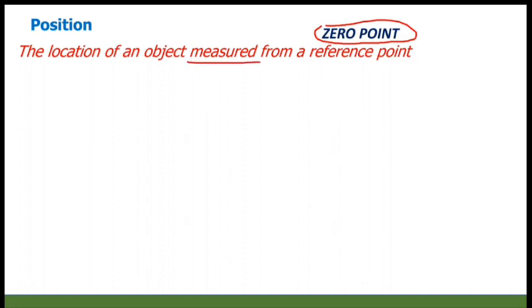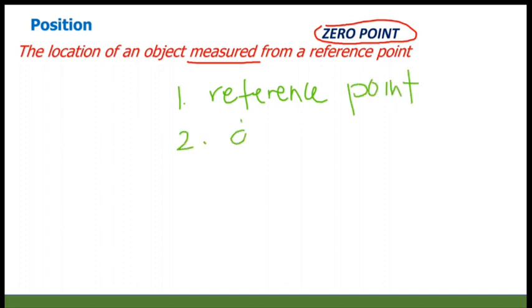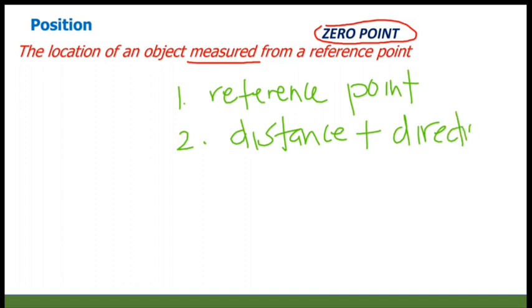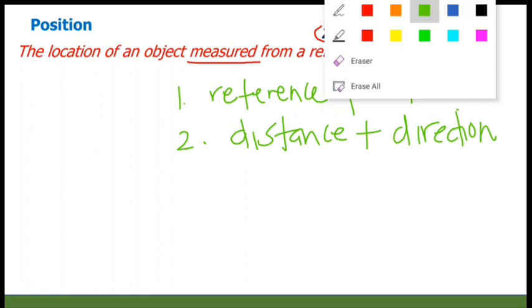So, position needs two things. Okay? Position needs a reference point, and you need a distance from that reference point, right? And then you also need to give the direction from the reference point. Okay, so that's how position works.